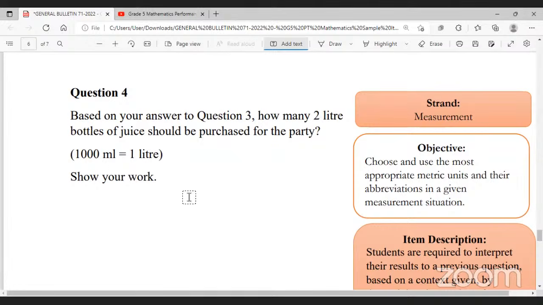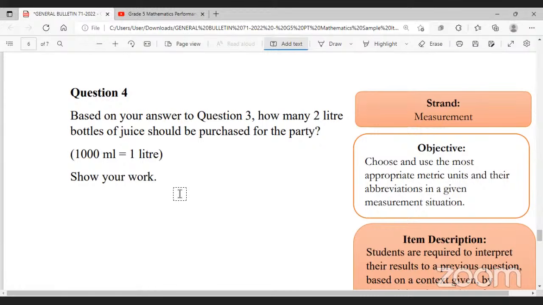So we can do 2 routes of finding this answer. We can either find out how many 1 liter bottles of juice we can get out of the 21,000 milliliters of juice and divide that by 2, or we can go straight ahead to find out how many 2 liter bottles of juice we can get out of the total amount of juice that would be needed for the class.